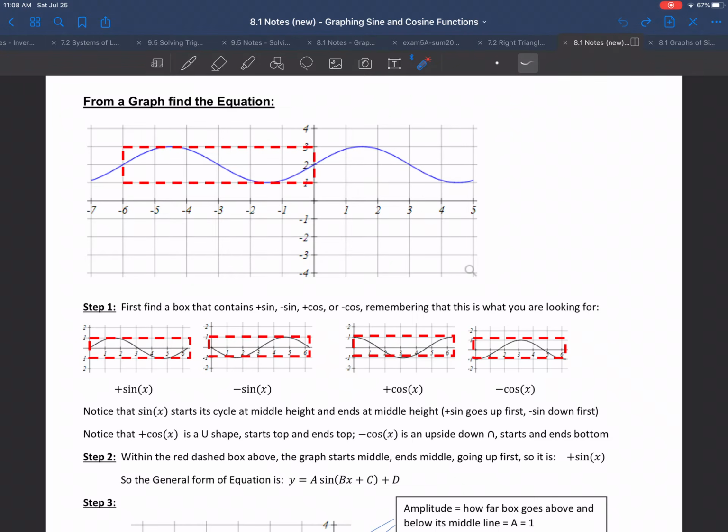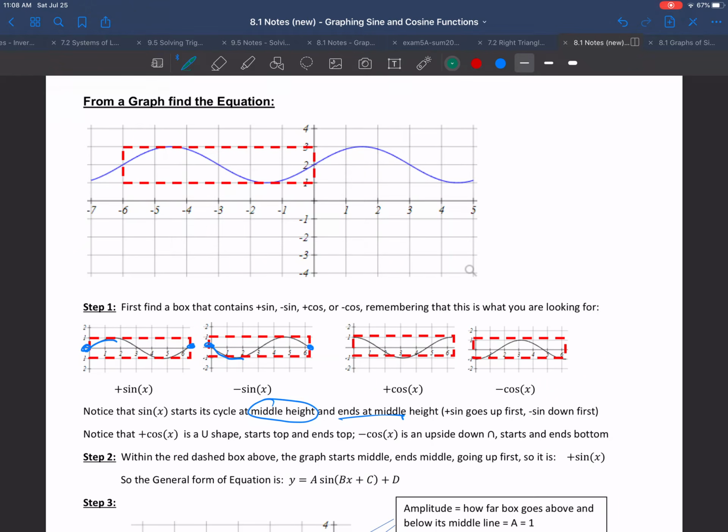Now look, this is what you want to be clear on. See how sine starts in the middle of the box, goes high, goes low, back to the middle. Or a negative sine also starts in the middle, goes low, goes high, back to the middle. Notice that sine starts its cycle at middle height, and ends at the middle. So sine starts in the middle, ends in the middle of the box. The negative sine just goes down first, the positive sine just goes up first.